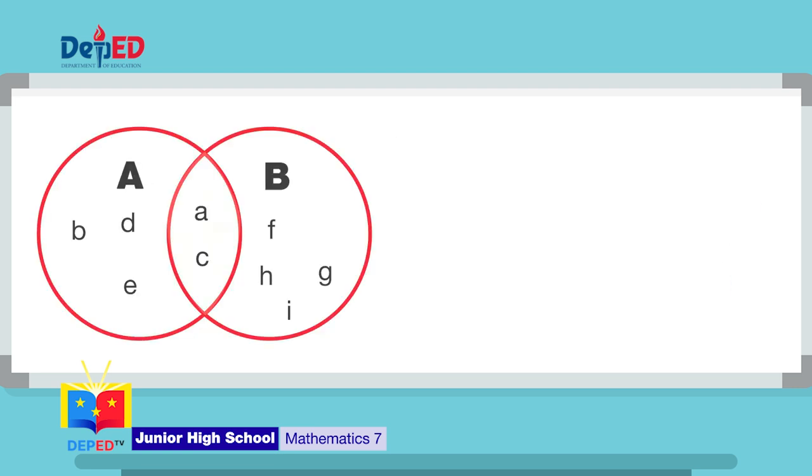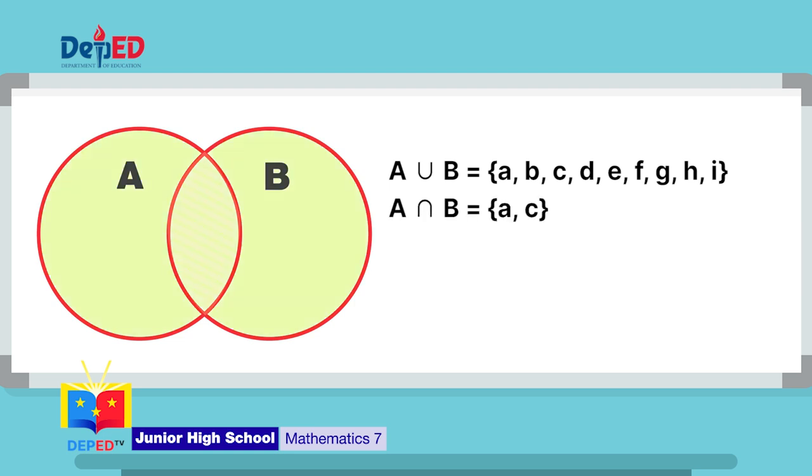The elements that are found in either A or B are the letters A, B, C, D, E, F, G, H, and I. Thus, the union of sets A and B are the elements A, B, C, D, E, F, G, H, I, while the intersection of the two sets, the elements that these sets have in common, are A and C. Therefore, A intersection B is equal to A and C.